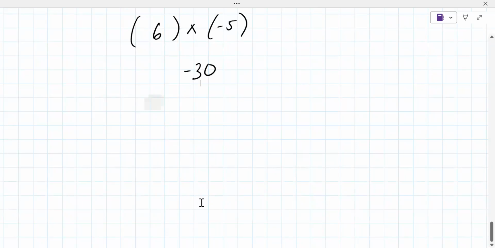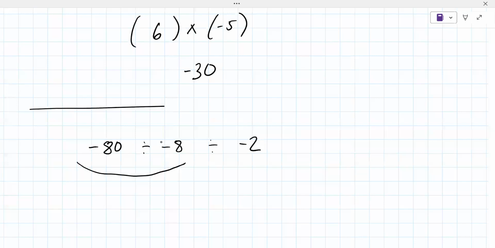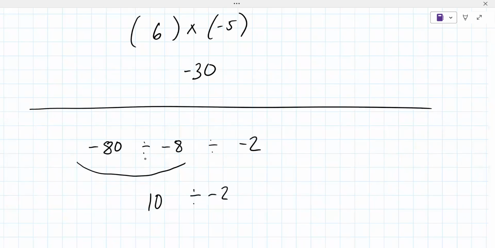So another example would be negative 80 divided by negative 8 divided by negative 2. Negative 80 divided by negative 8 is what? 10. And 10 divided by negative 2 is what number? -5. Negative 5. Good. So you got it down.